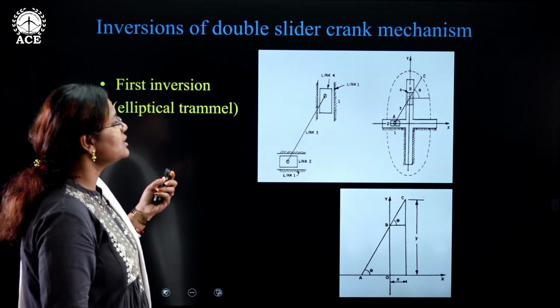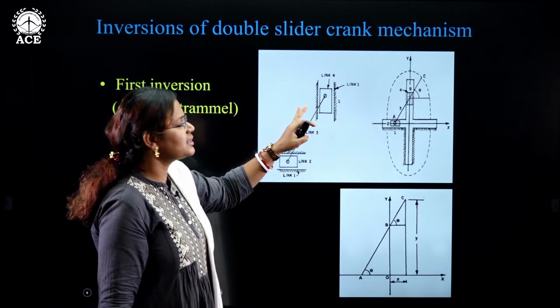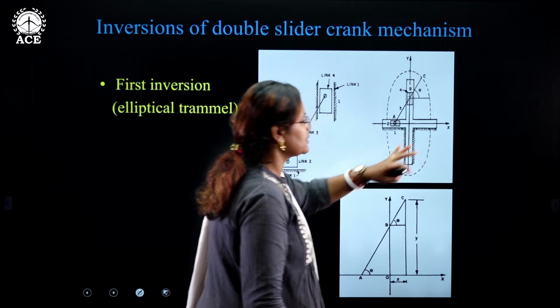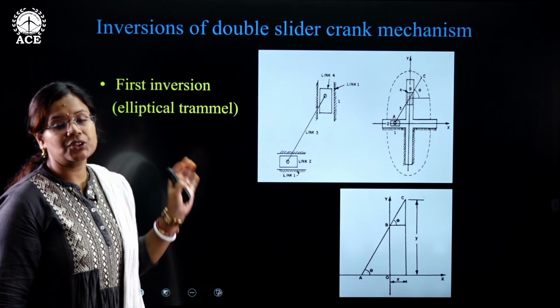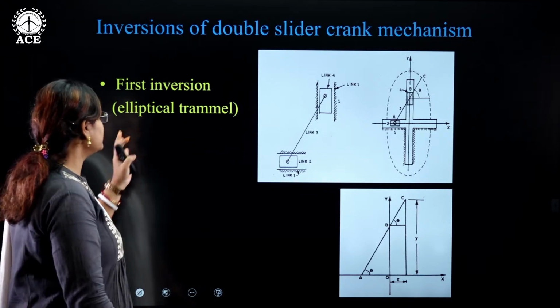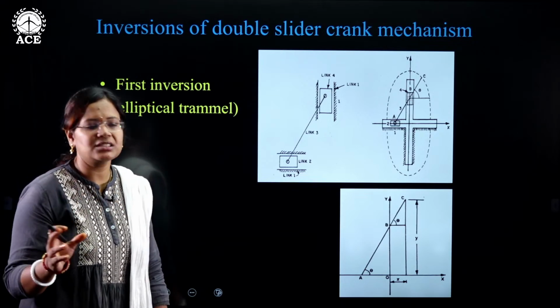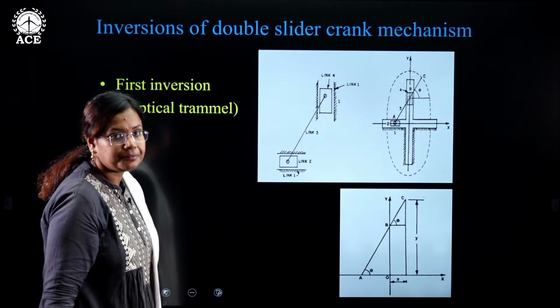So the first inversion is where the total frame is fixed. See, the total frame, instead of drawing, they have just given like this. The total frame is actually fixed. So when it is totally fixed, the practical application is seen in elliptical trammels. Now what is an elliptical trammel? The elliptical trammel is a device which is used to obtain a perfect ellipse.